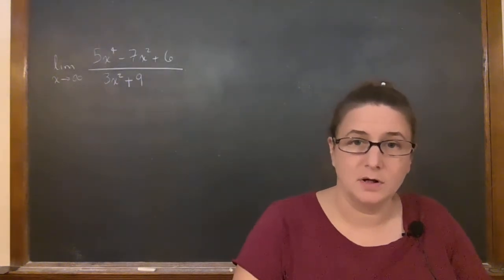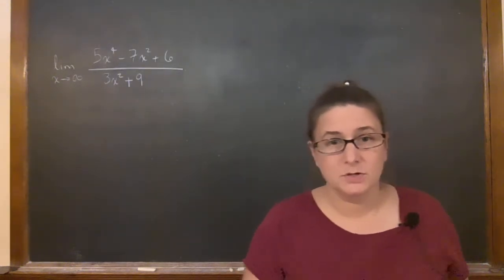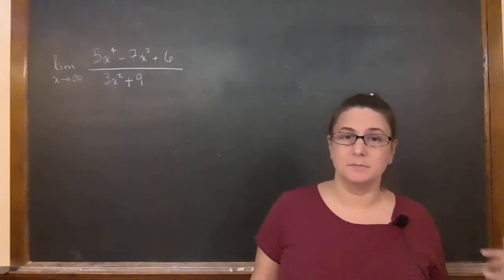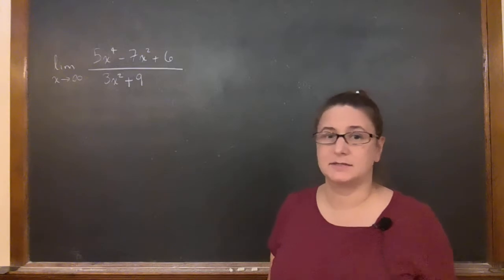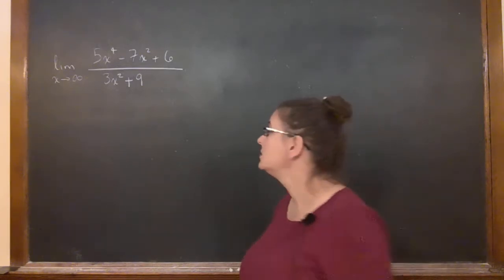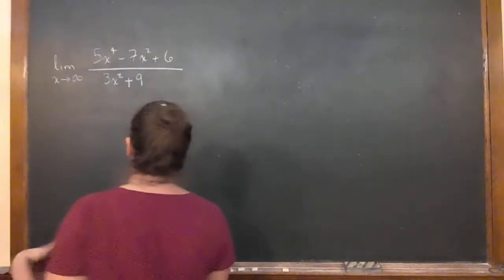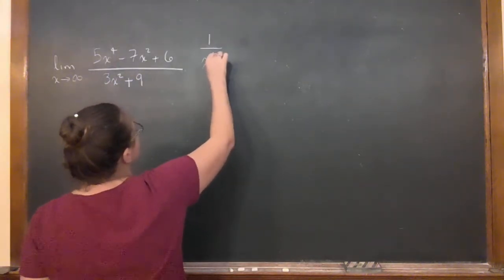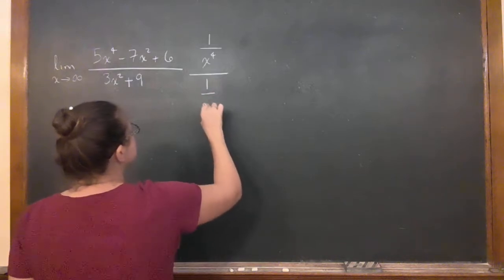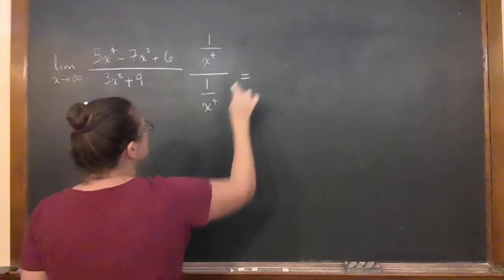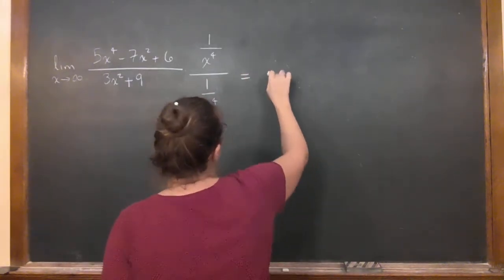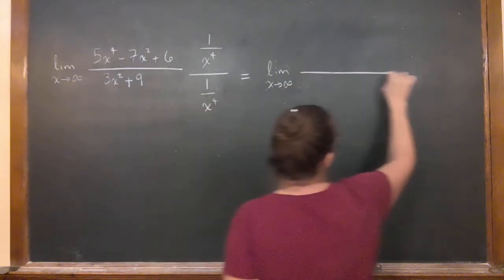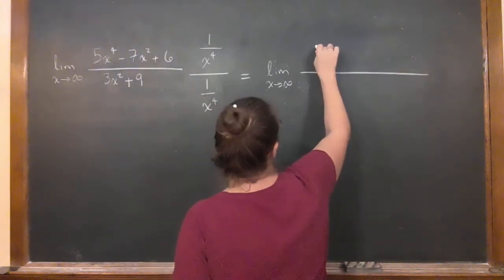Here's a second example of a rational function. So I'm going to do the same thing as I did last time. I'm going to multiply top and bottom by 1 over x to the highest power, right? So here it looks like the highest power is x to the 4th. All right, so as I said, I'm going to write this in one step and pull it through.